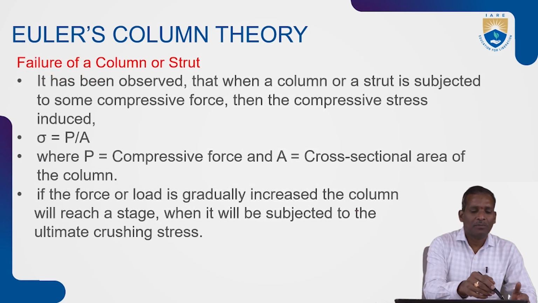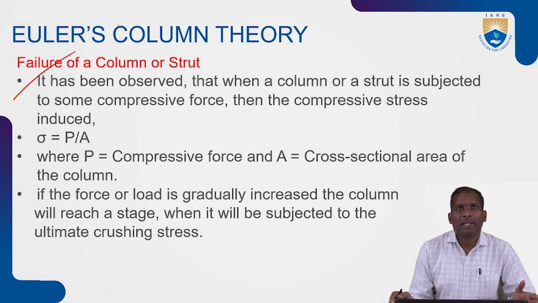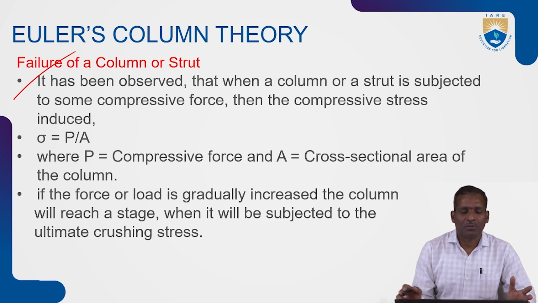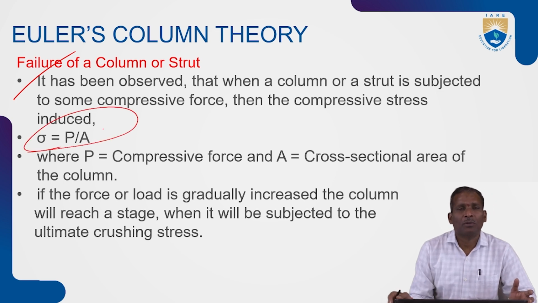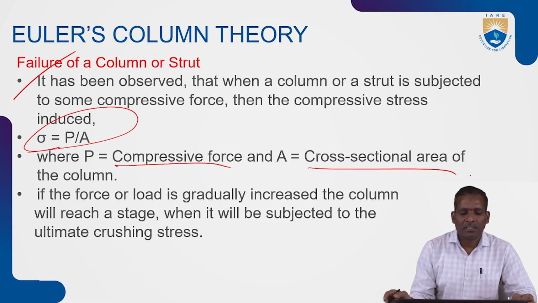So what are the failures of columns and struts? It has been observed that when a column or strut is subjected to some compressive force, a compressive stress is induced, that is sigma is equal to load per area. So whenever a column or strut is subjected to compressive force, there will be a stress induced in the column. That stress is called compressive stress, where P is the compressive force and A is the cross-sectional area of the column.